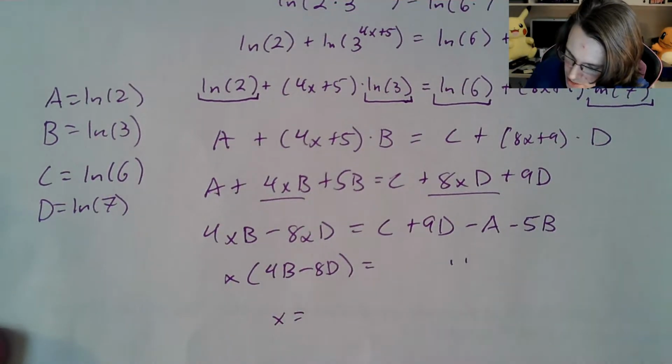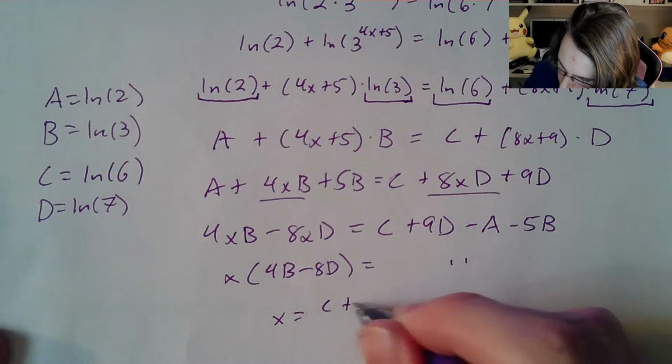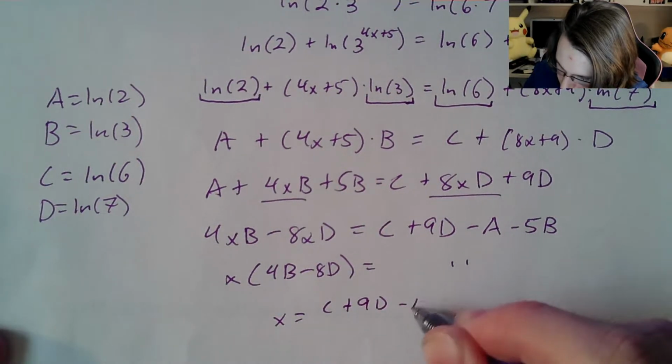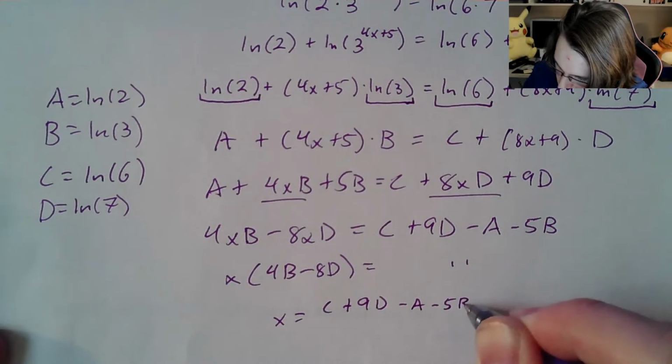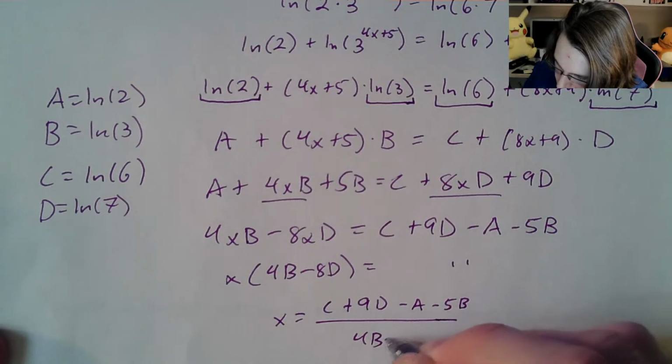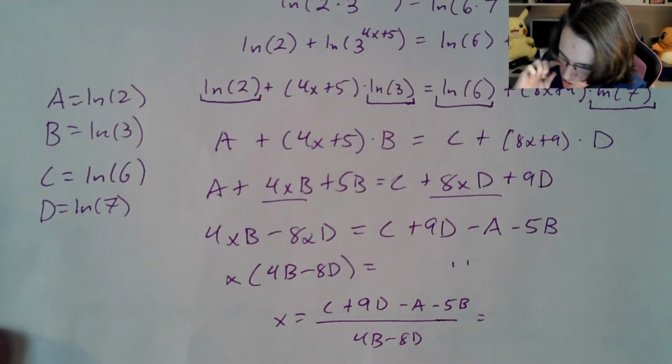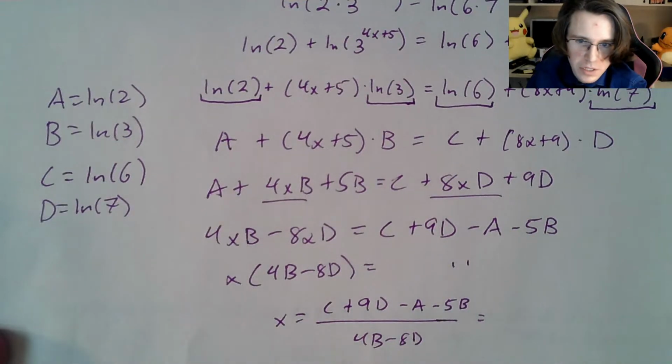Now we're dividing both sides by that 4b minus 8d. I'm actually going to write it this time because this basically is our final answer before we do our substitution. Our resubstitution, we are going to go back and reuse all of our letters that we wrote down.